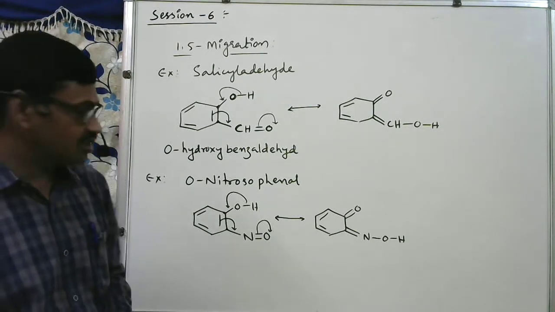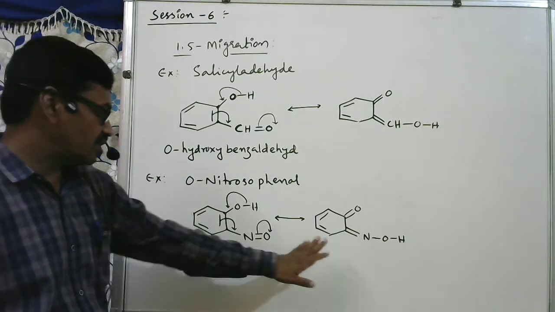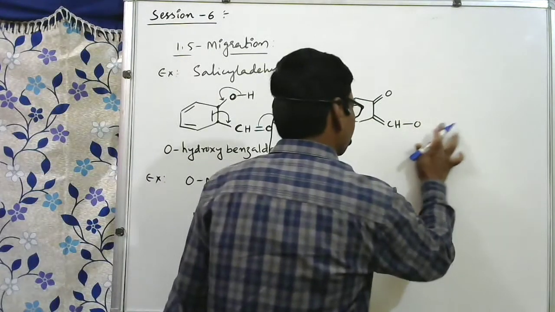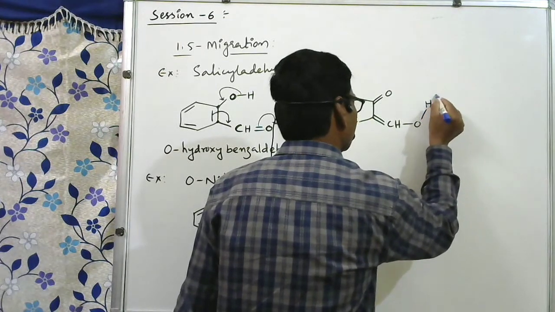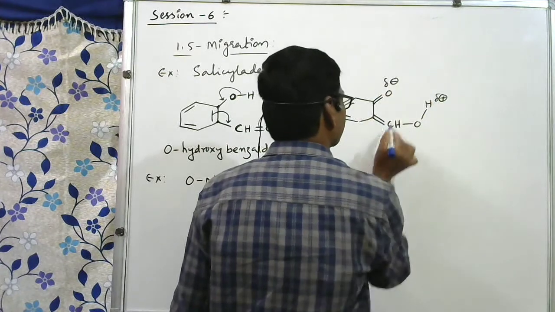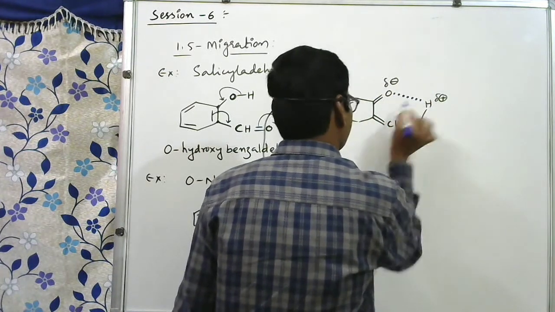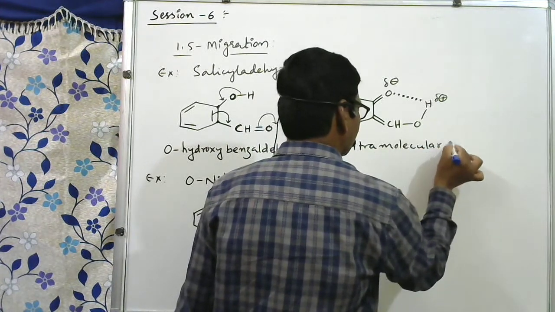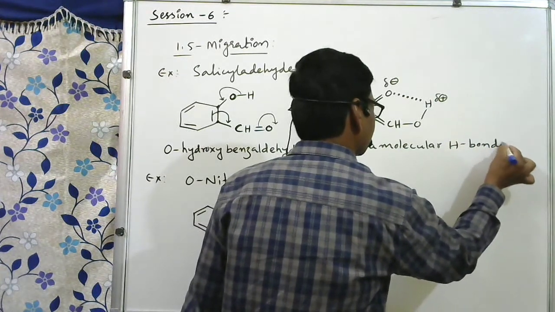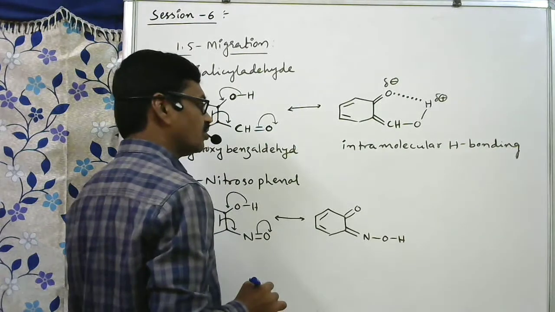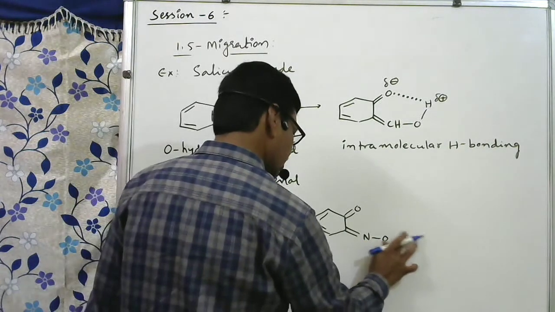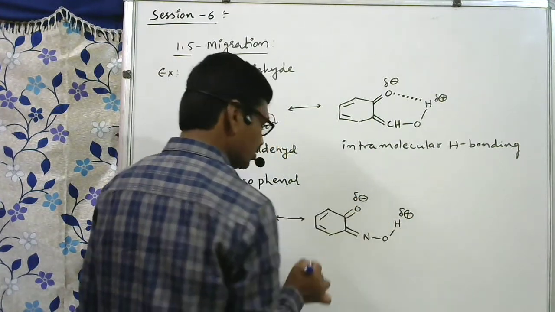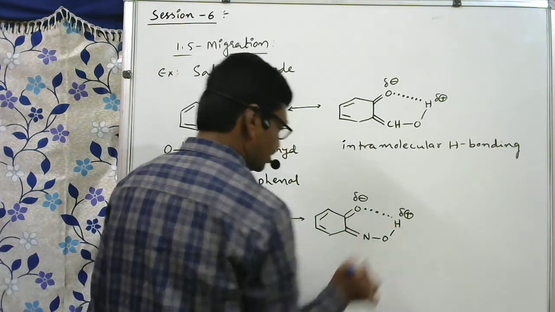These two are the best examples for 1,5 migration. These are more stabilized through intramolecular hydrogen bonding, we can say. See here, this hydrogen I am writing like this. Here this is a partially positive charged hydrogen, here a partially negative charged oxygen. So between these two we can expect intramolecular hydrogen bonding. So it is stabilized through intramolecular hydrogen bonding. This also, I am writing this hydrogen here, partially positive, and here partially negative oxygen. Between these two we can expect intramolecular hydrogen bonding.